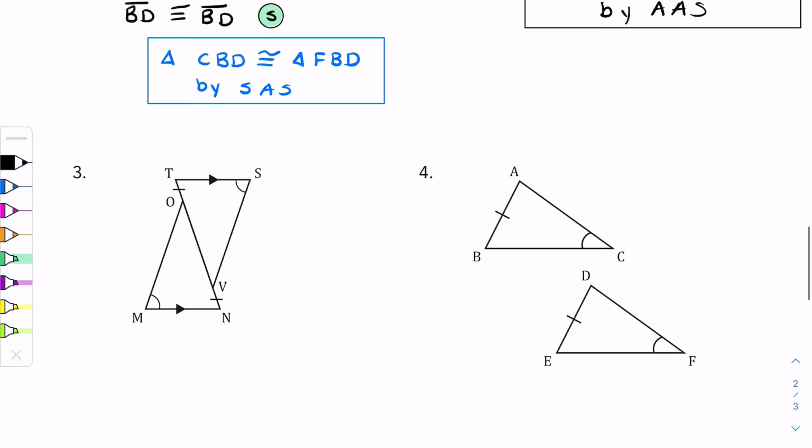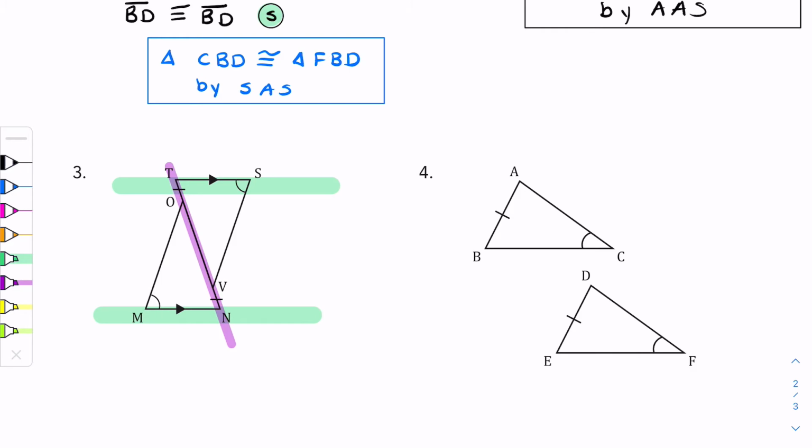Number 3. Number 3 also has two triangles. Number 3 appears to be staggered, but one thing I want everyone to notice is these two parallel marks. We haven't gone over parallel lines in a little while, but they do still apply. So we have these two parallel lines, and we have a transversal that cuts between them. It's this line here. So remember that all of your parallel lines theorems will apply to this problem.